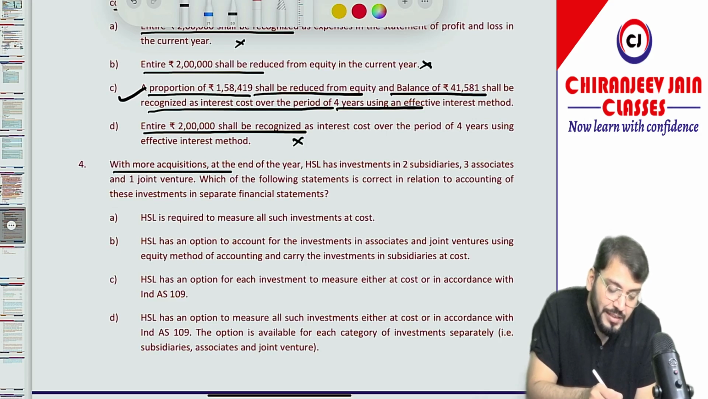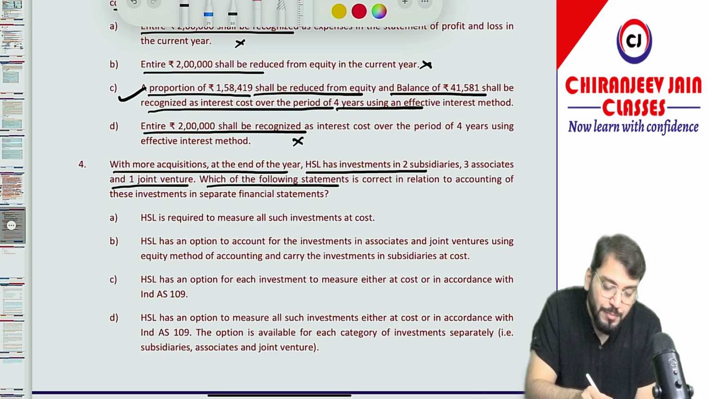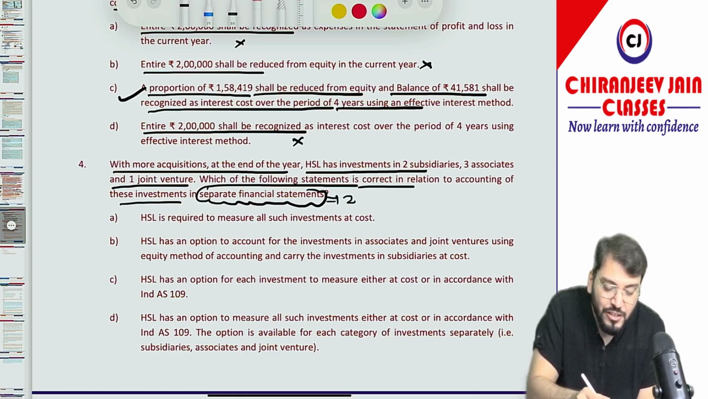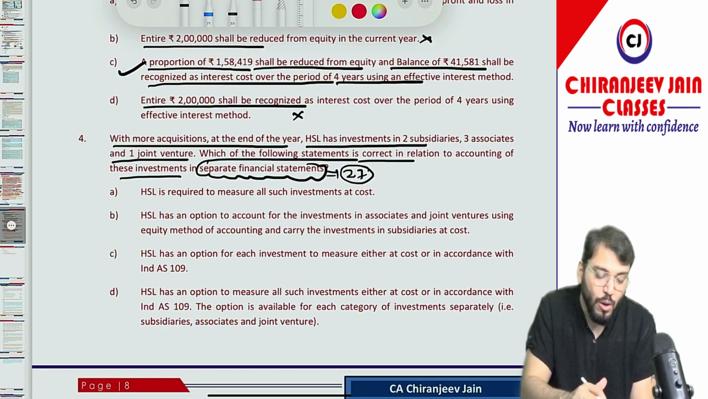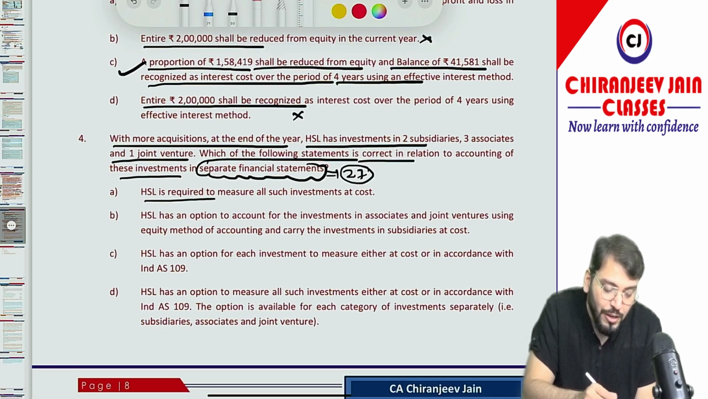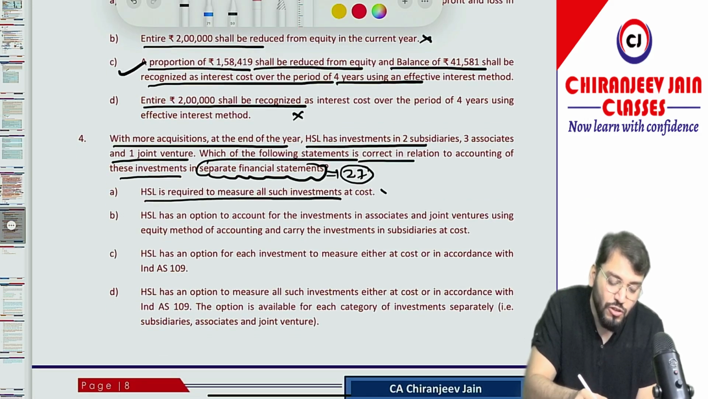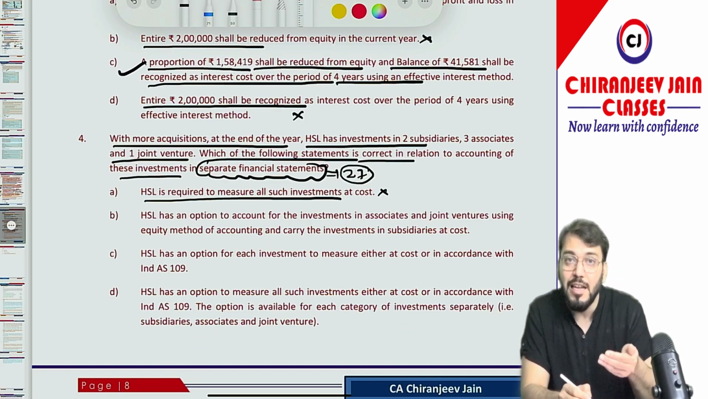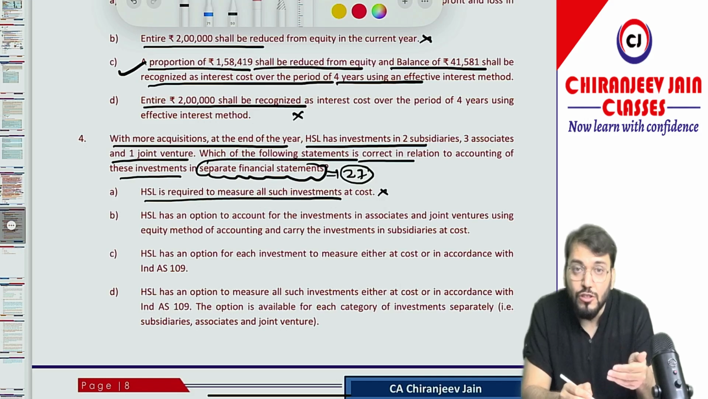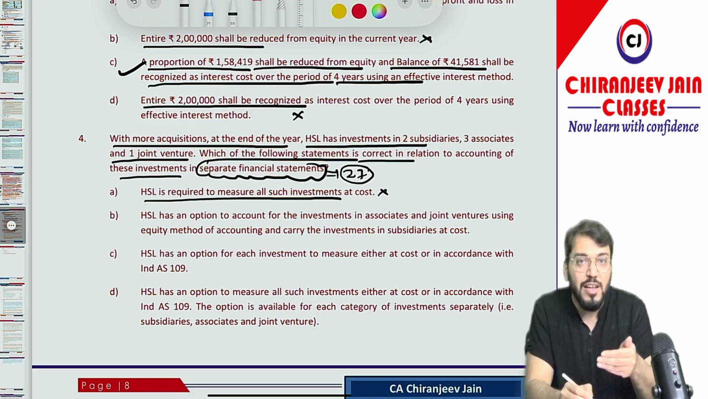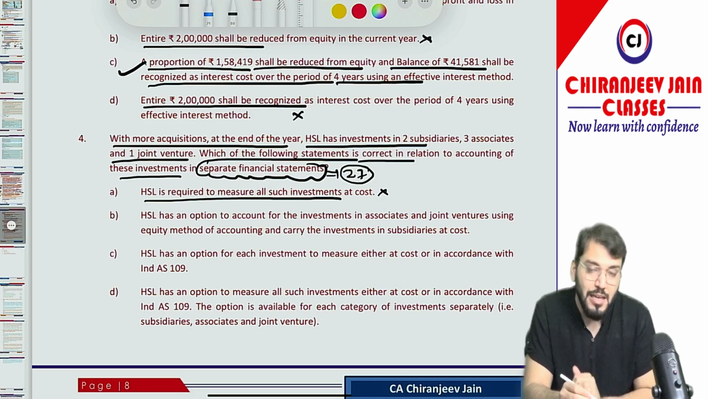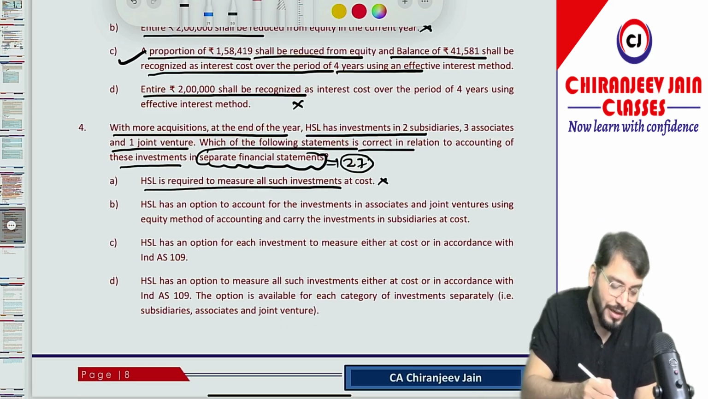With more acquisition at the end of the year, HSL has investment in 2 subsidiaries, 3 associates and 1 joint venture. Which of the following statements is correct in relation to the accounting of this investment in separate financial statements? In separate financial statements, Ind AS 27 will be applicable. Let's see what the options have been given. HSL is required to measure all such investments at cost. This is not correct because as per Ind AS 27, an option has been given either at cost or at fair value as per Ind AS 109. So this is not correct.